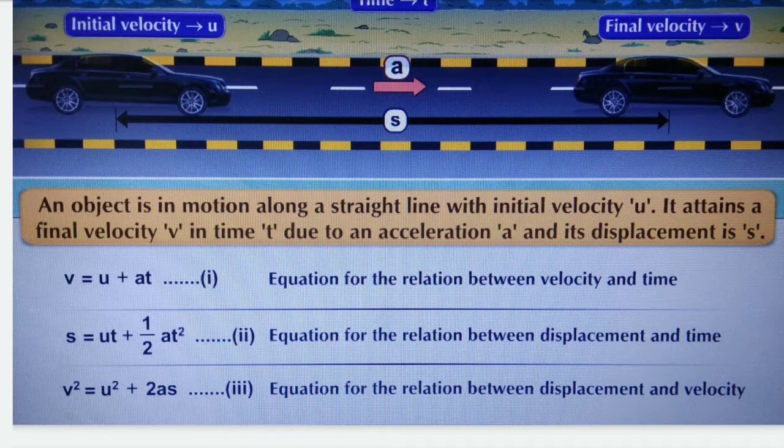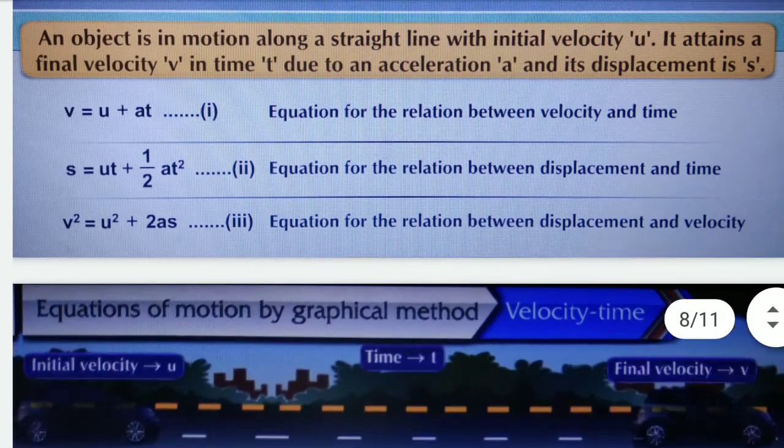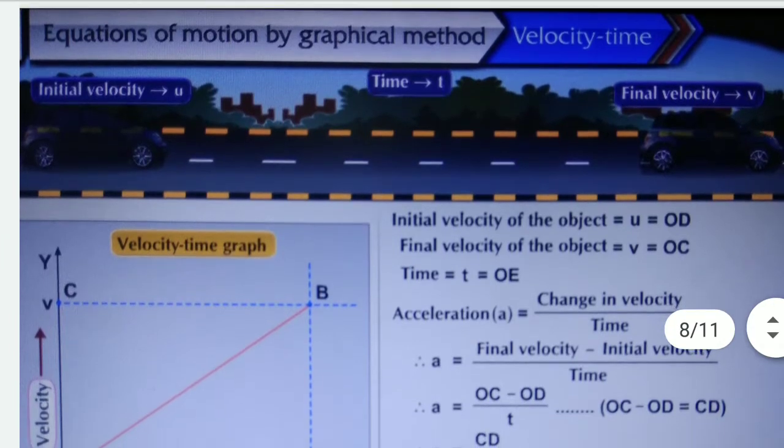Again, I will repeat. The three equations of motion can be written as v = u + at. This is the equation for the relation between velocity and time. Second, s = ut + 1/2 at². This is the equation for the relation between displacement and time. And third one, v² = u² + 2as. This is the equation for the relation between displacement and velocity. Let us see the equations of motion by the graphical method.